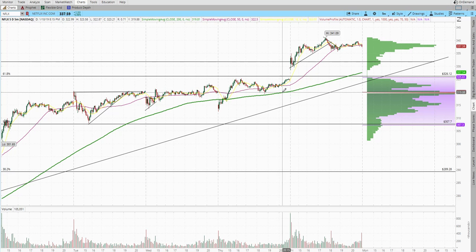339, I exited the trade right here for a debit of 2.